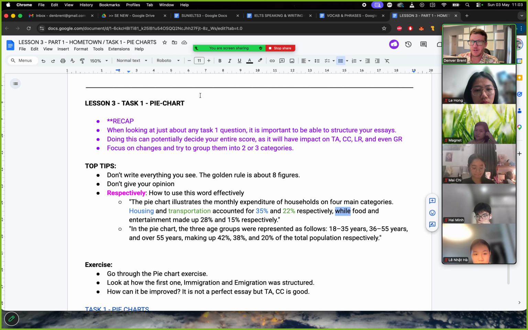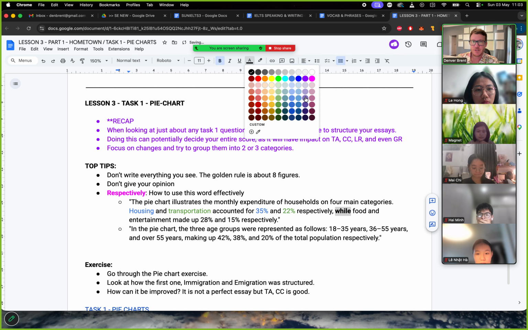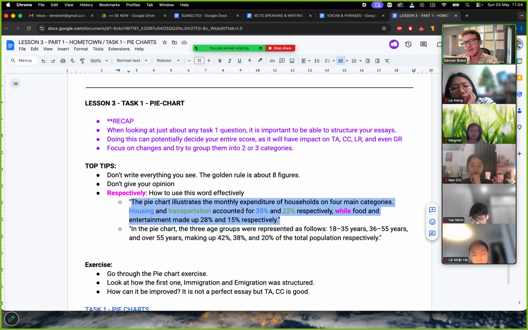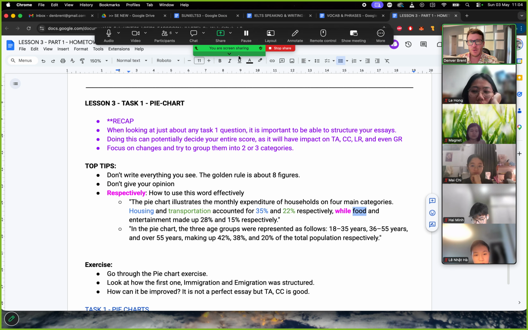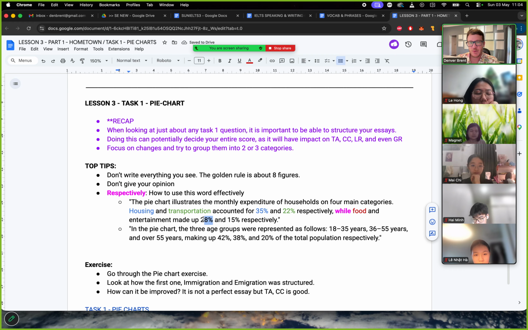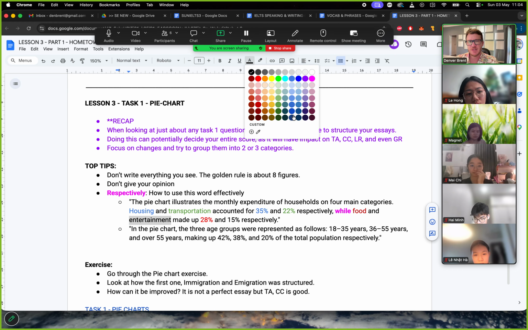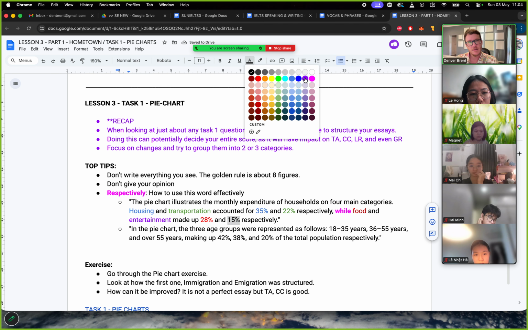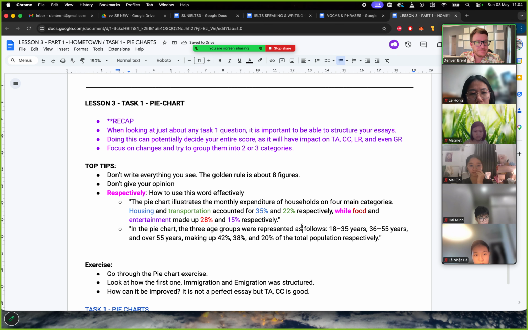Then look what they do here. They use this really cool linking word here, this conjunction, while. And they're showing a bit of contrast, something else that's going on. Food and entertainment made up 28% and 15% respectively. What a great IELTS sentence. So we know that food is mentioned first, so food is 28%. You guys understand this, yeah? And entertainment is mentioned second, so entertainment is 15%. Okay, you guys got it.